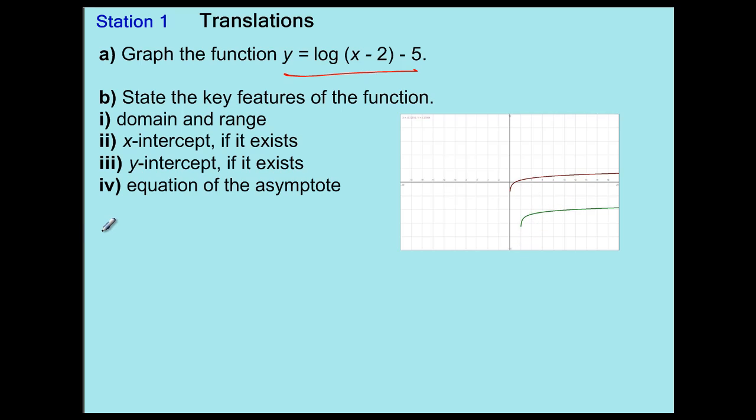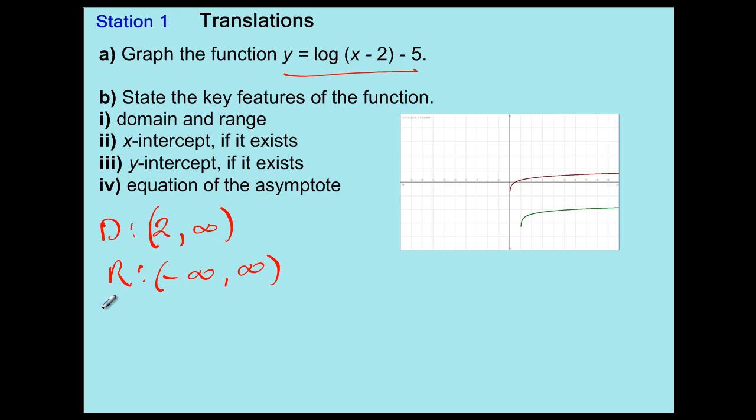And then from a domain perspective, it looks like I go from 2, not including it, all the way to positive infinity. Range, on the other hand, it looks like it extends all the way down. Even though it doesn't, it does extend all the way down, and then it keeps extending up. So range is going to be everything. So range is quite nice.